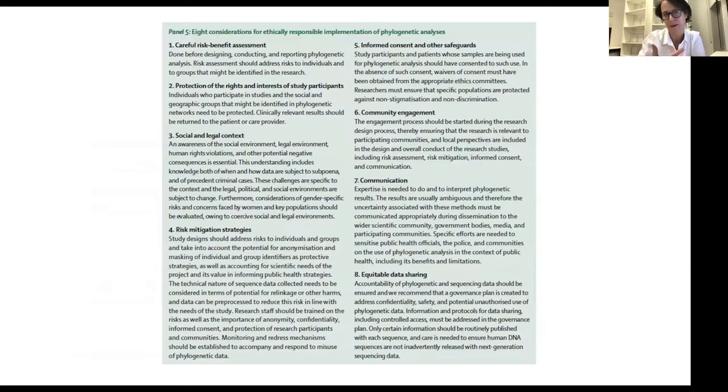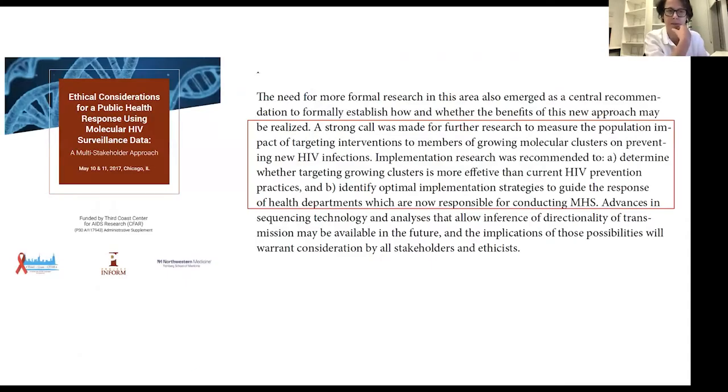And really they talk about 8 considerations for ethically responsible implementation of phylogenetic analysis in settings where people are looking at doing this. There's also this document here, which is an NIH-funded multi-stakeholder meeting. And one of the important things in this document was the call for further research to actually determine whether this is useful in reducing HIV incidence. And I think that's important.